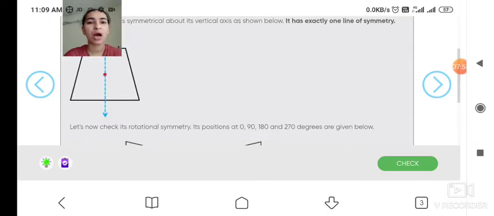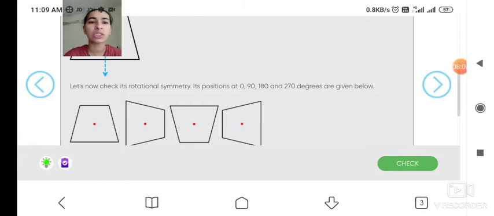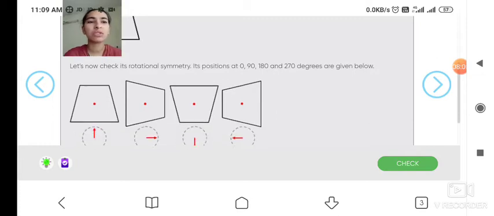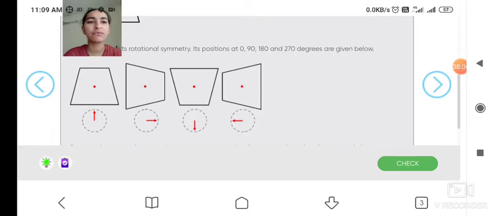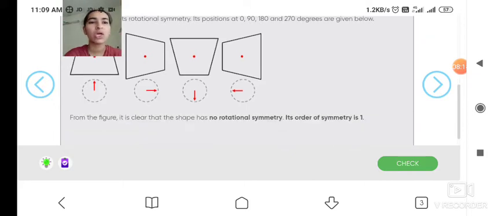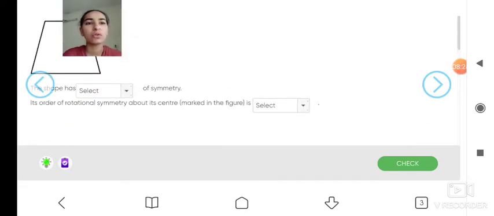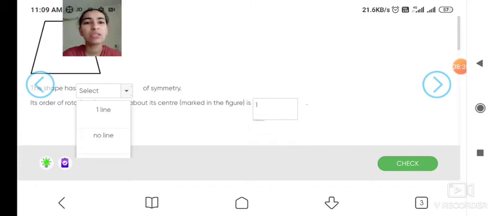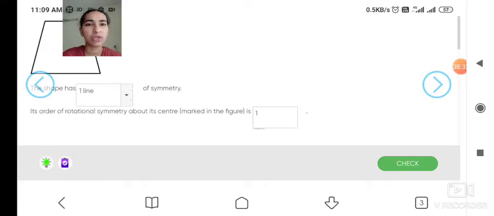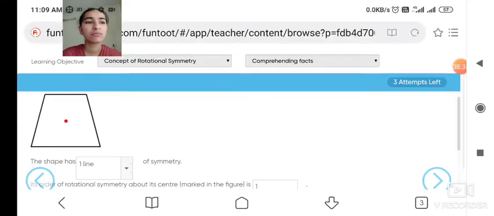Okay, now let's check its rotational symmetry. How many times does the figure look exactly as the first one? In any of the figures, does it look like the first one? No, it doesn't look like the first one, so its order will be only 1, because after 360 degrees it looks the same as the first one. So the order of symmetry is 1, and the shape has 1 line of symmetry. Okay, understand this?